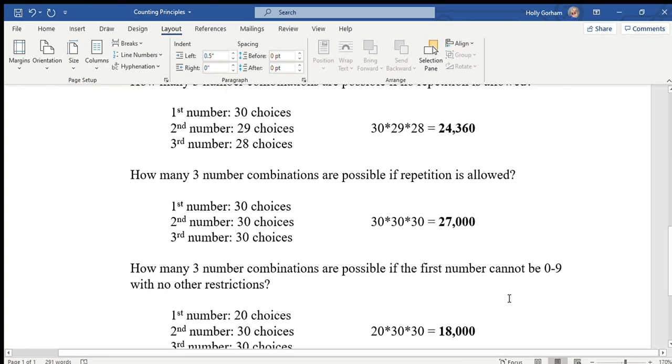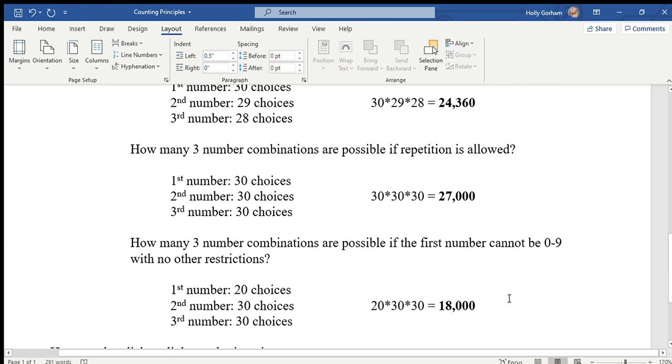This next question says, okay, so how many 3-number combinations are possible if the first number cannot be 0 through 9, but there are no other restrictions? Now, if the first number cannot be 0 through 9, that's 10 numbers that you cannot have, which means now you only have 20 choices for your first number. But you still have 30 choices for the second and third because there are no other restrictions. And when you multiply that, you get 18,000 different combinations.